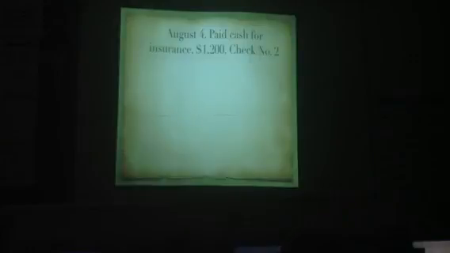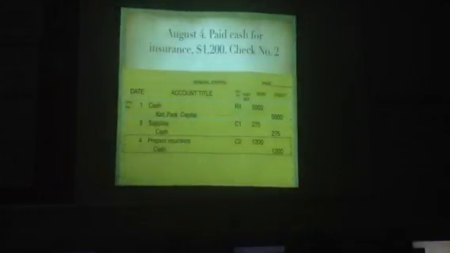How about August 4th? We paid cash for insurance, $1,200 with check number 2. This transaction would look like this. The date is the 4th. We know we paid cash. Paid cash is a negative. A negative asset is a credit. So therefore, it's going to be the credit side. We paid cash for insurance. Prepaid insurance is an asset. It's going up, so it's going to be a debit. So prepaid insurance is our debit, $1,200. Cash is our credit, $1,200. And our source document is C2.